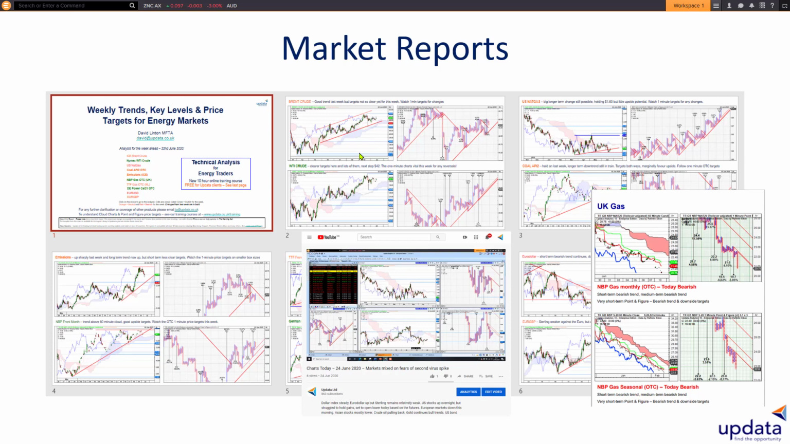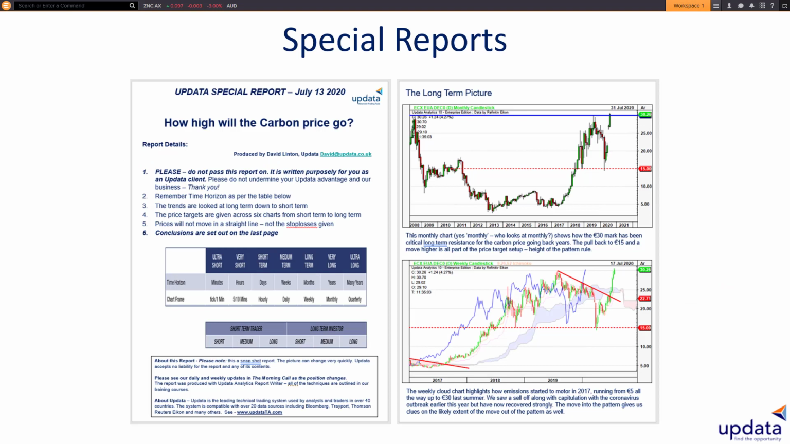We then put out the market reports, and we put these out weekly. We have a traffic light system here where if it's in bold, it's a change from last week. And then the colors represent green for what we see going up, red for what we see going down, and orange little change for the week. And they go out on a Monday morning. And then we do special reports.